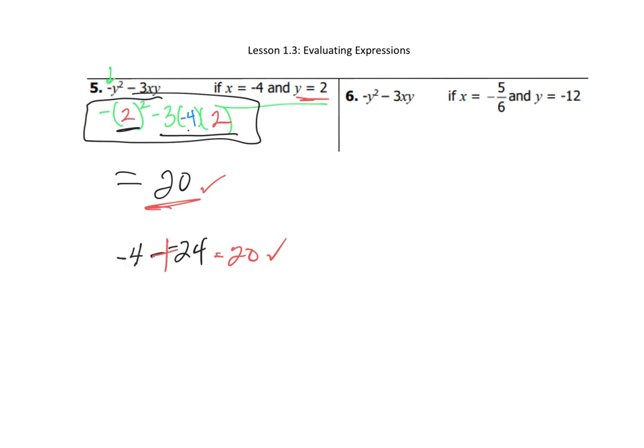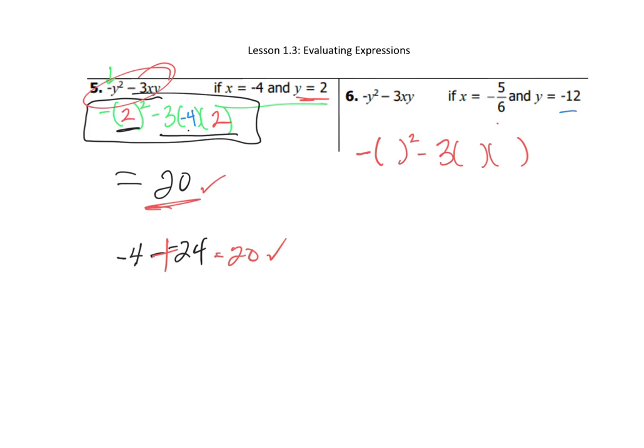Okay, number 6, we have this, again, it's the same algebraic expression as we had on number 5. It's negative y squared minus 3xy, but this time we are substituting in different values for x and y. This time x will be a fraction, negative 5/6, and y will be negative 12. I start the same way. I have negative sign, and then my parentheses, and my squared sign comes outside the parentheses. Minus 3, and then parentheses, parentheses.